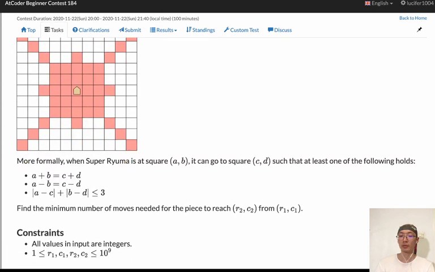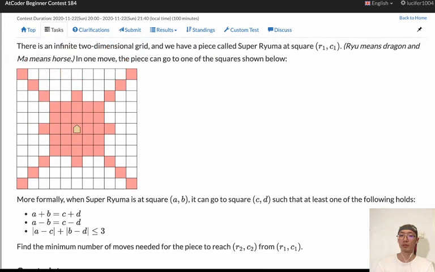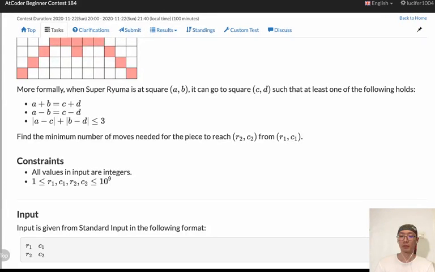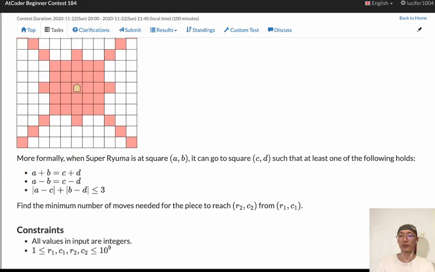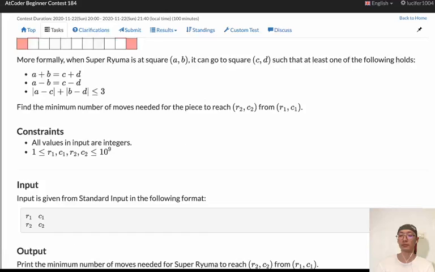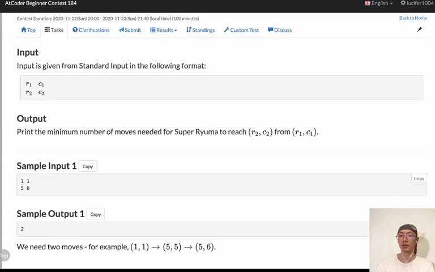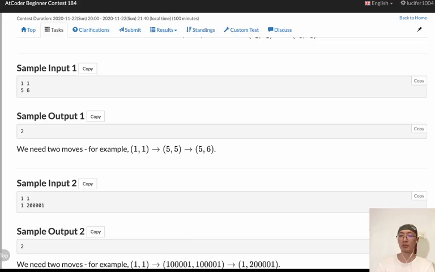So we want to find the minimum number of moves needed to go to (R2, C2) from (R1, C1). We can see here that these numbers can be very large, so we cannot naively try every possible move. We need to find some pattern. So now let's first look at some examples.